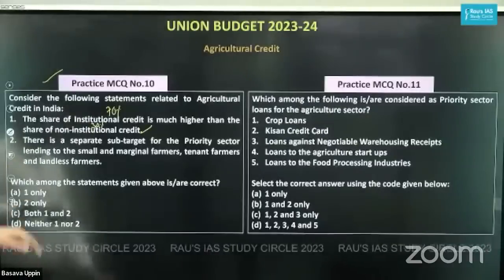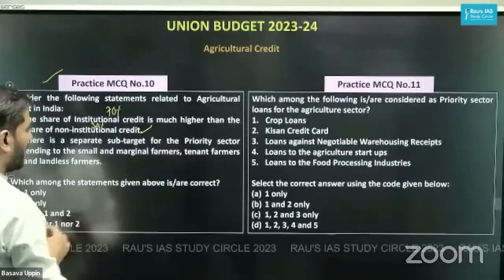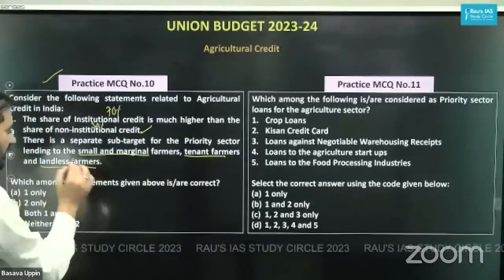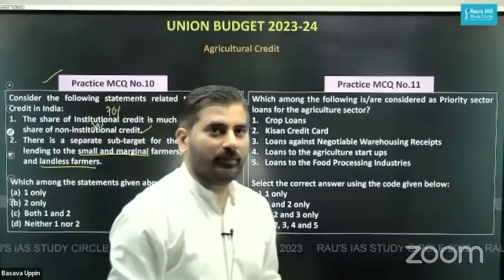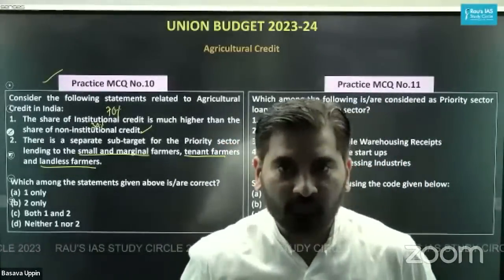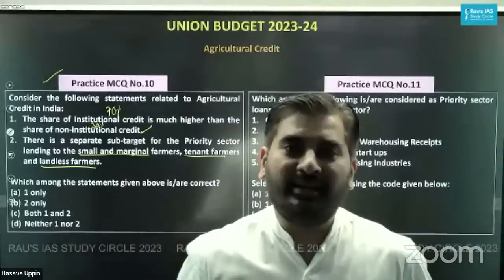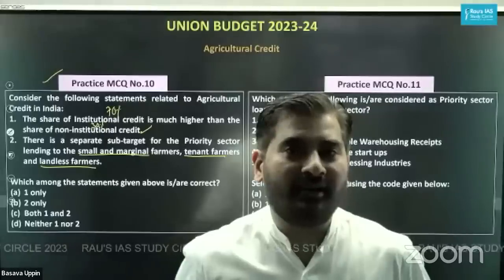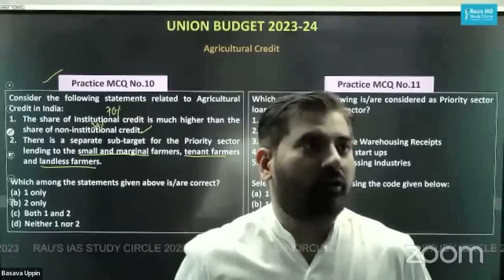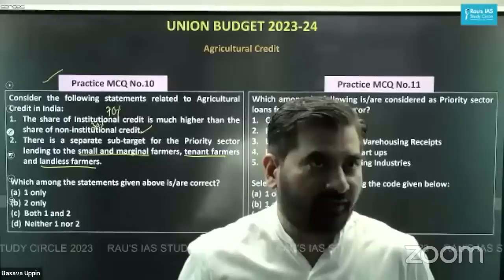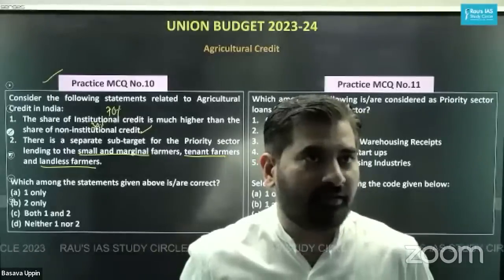Second one says that there is a separate sub-target for priority sector lending to small and marginal farmers, tenant farmers, and landless farmers. Let's understand. I hope all of you must be knowing that banks in India have different priority sector lending targets. Like for most of the scheduled commercial banks, the priority sector lending target is 40%. For RRBs, it is how much? 75%. For small finance banks also it is 75%.